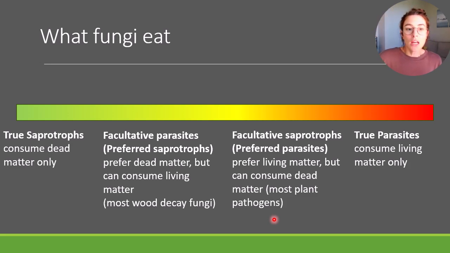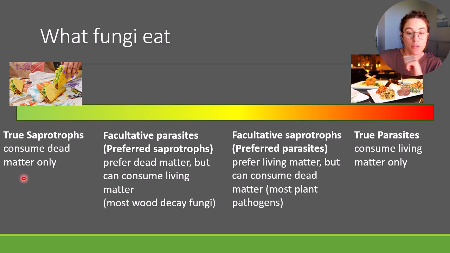But let's focus a little bit more on these two definitions here. So in order to really help you understand, I'm going to give you a human perspective. If we think about this as far as how humans eat, this might be helpful. If we think about true saprotrophs as fast foodies, fast food, you drive in through the drive-through, you grab your food, you're gone. Pretty easy. True saprotrophs eat dead matter. It's matter that can't actively defend itself.